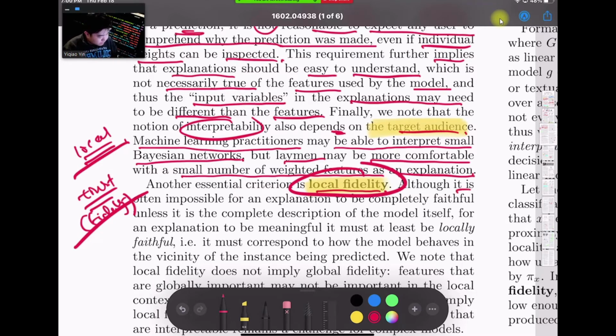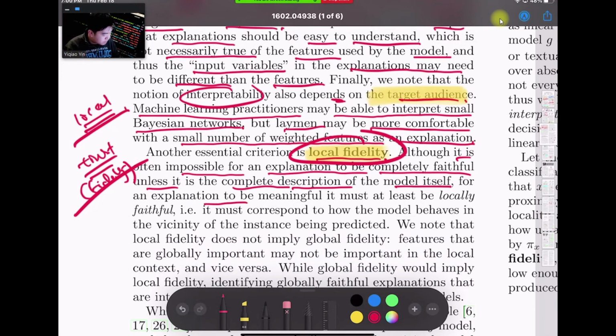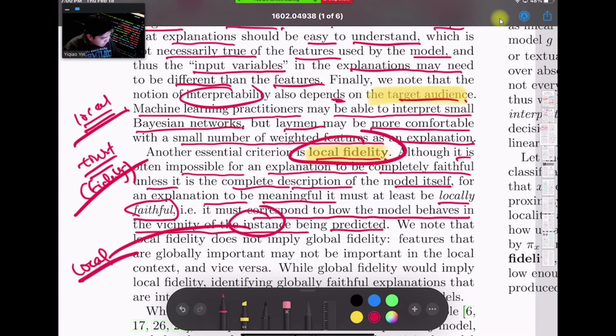Although it is often impossible for an explanation to be completely faithful unless it is complete description of the model itself. For an explanation to be meaningful, it must at least be locally faithful. Great, that's the keyword I'm looking for. It must correspond to how the model behaves in the vicinity of the instance being predicted. And again, this is local, so we're going to say local.